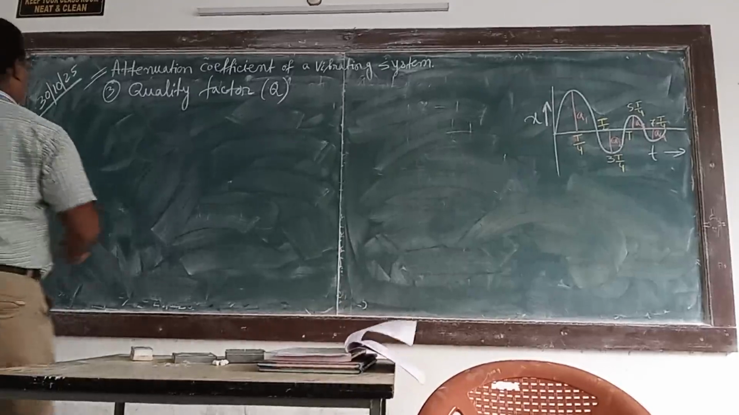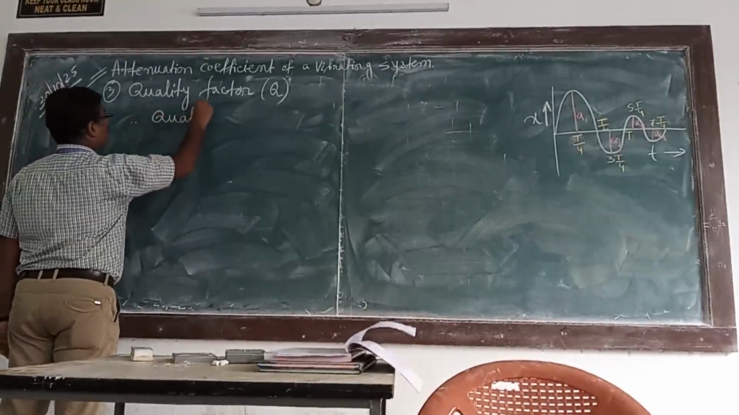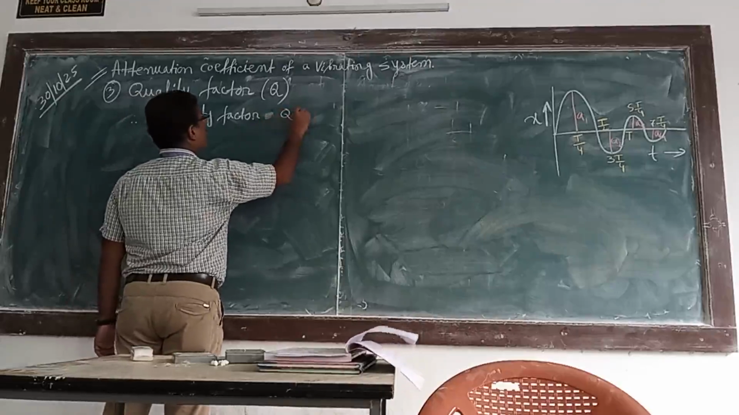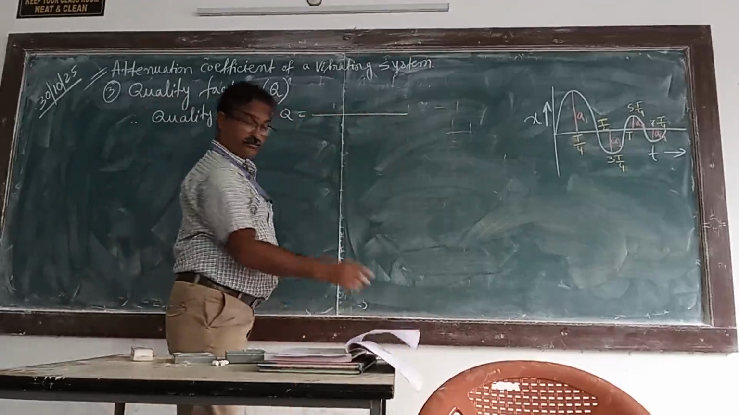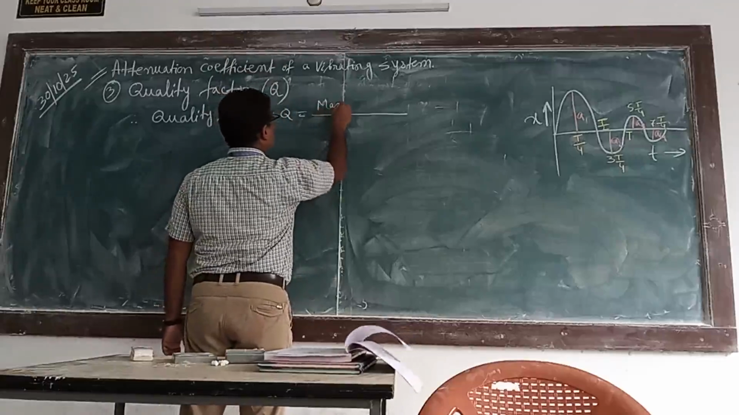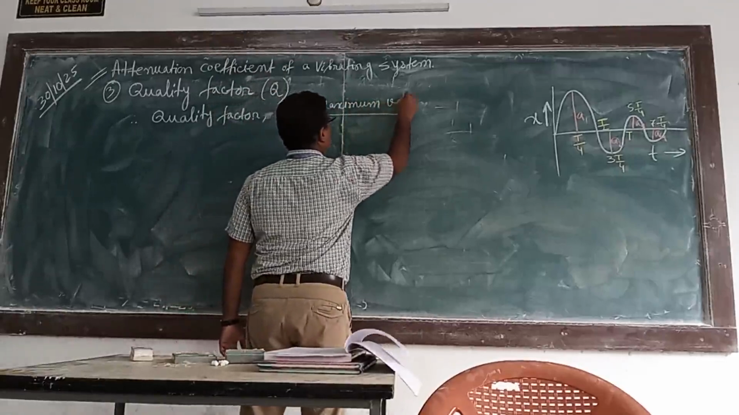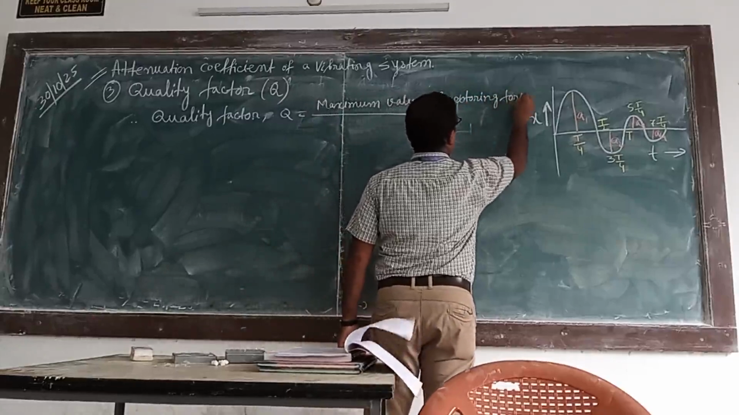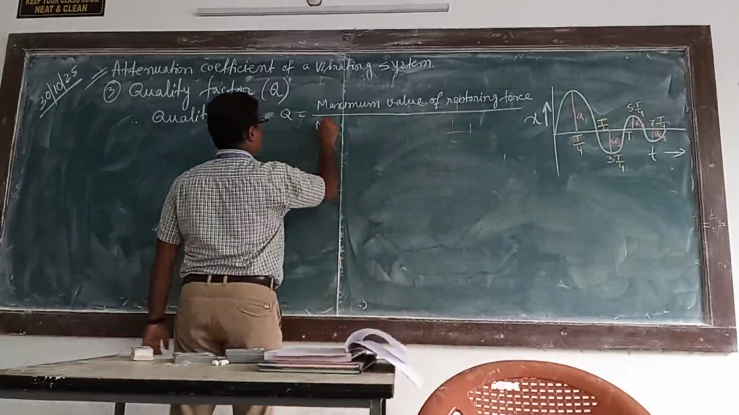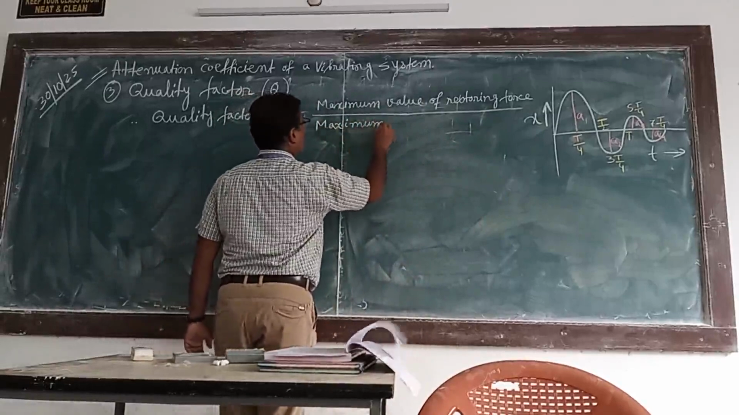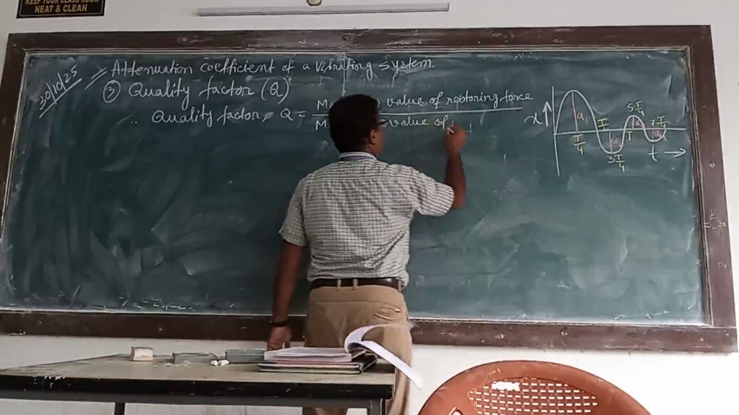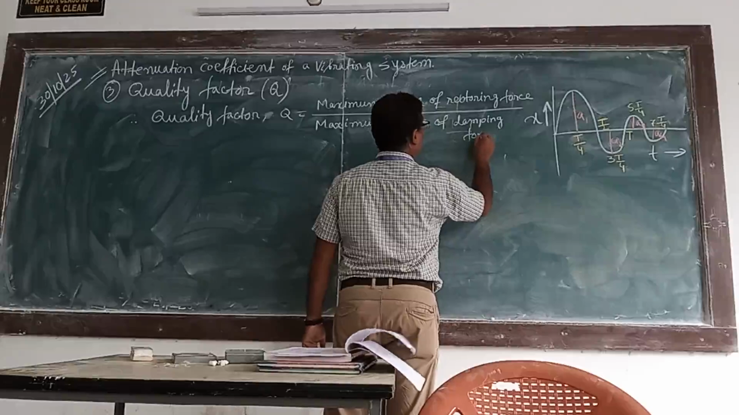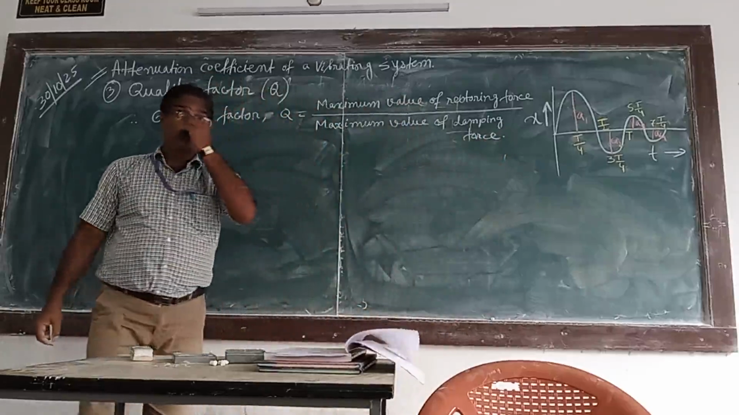Okay, so therefore quality factor Q equals the maximum value of restoring force divided by the maximum value of damping force.